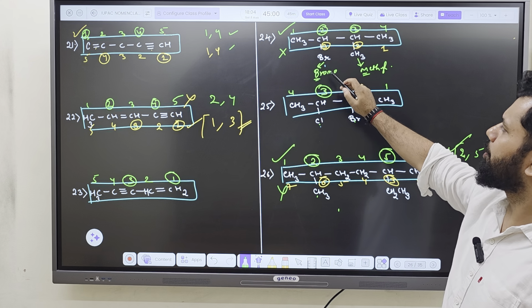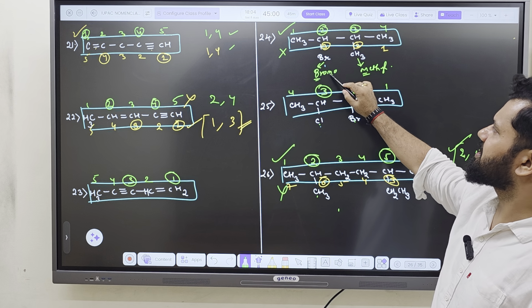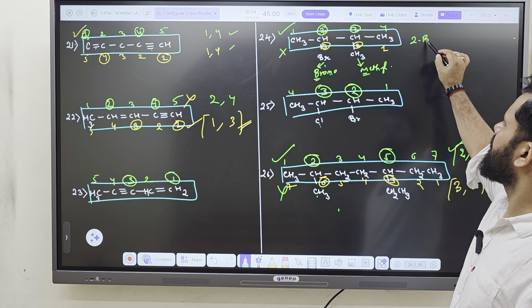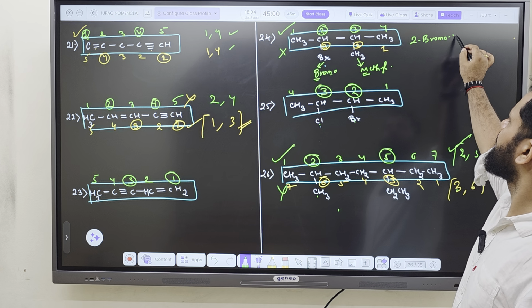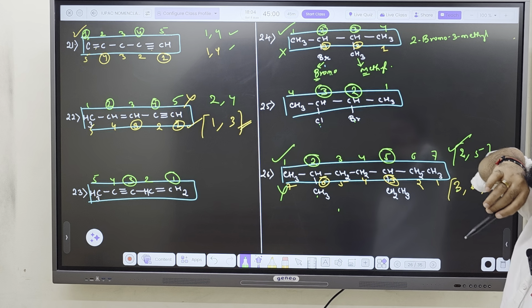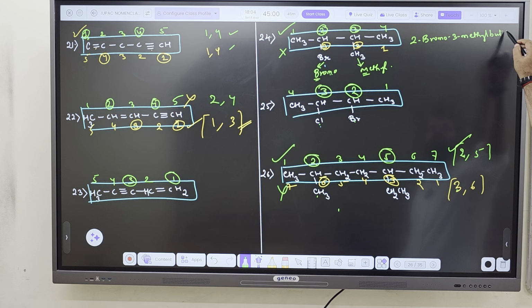Okay. So bromo and methyl. Bromo must get the minimum number, 2. Fine. So at second position there is bromo, at third position there is methyl. 2-bromo-3-methylbutane.